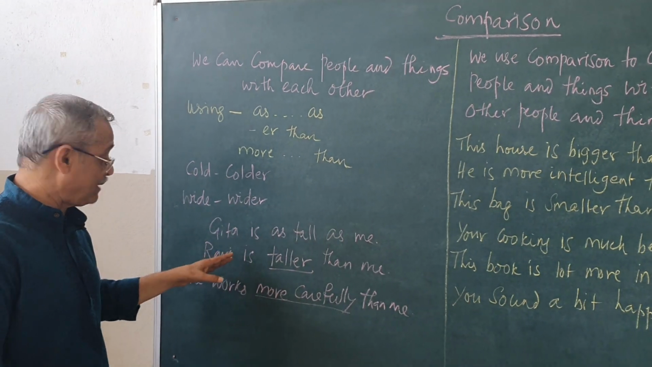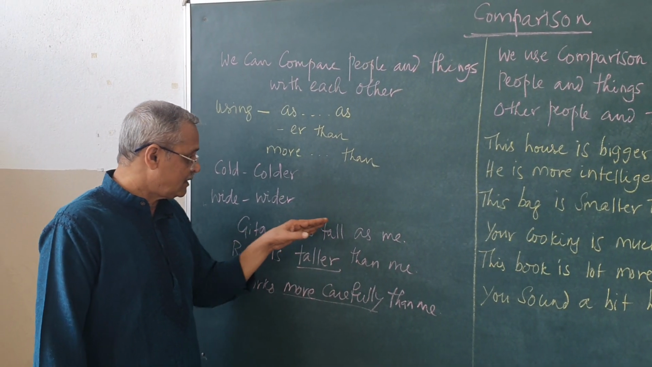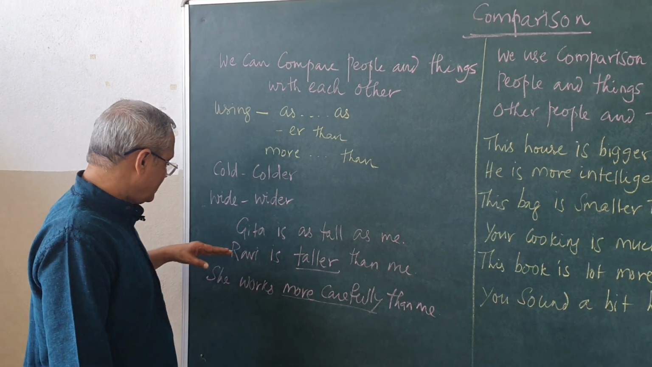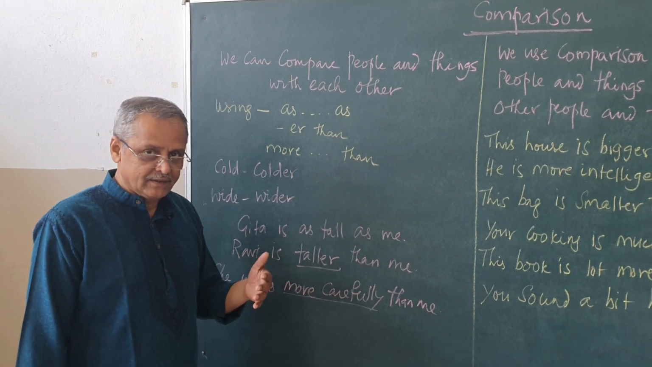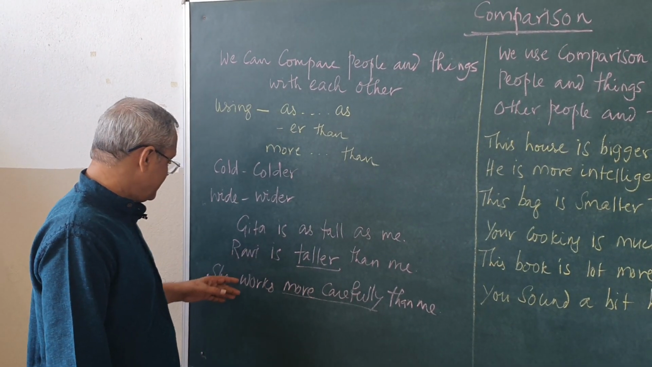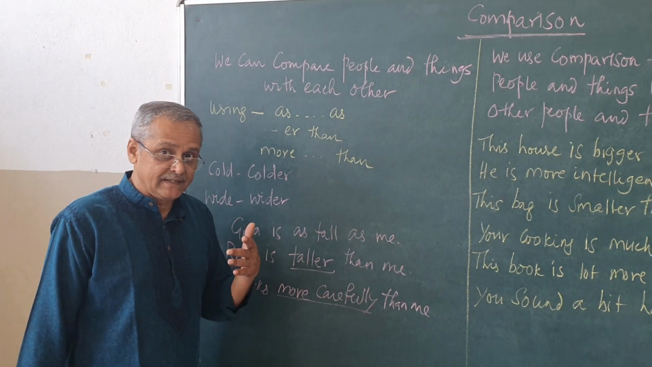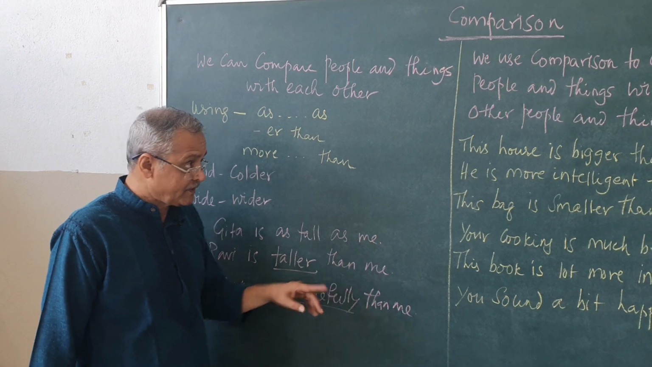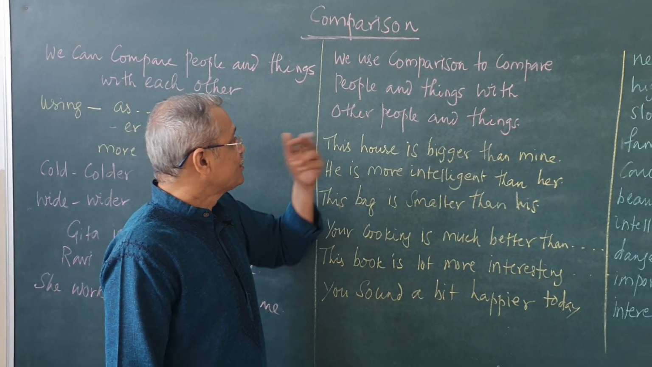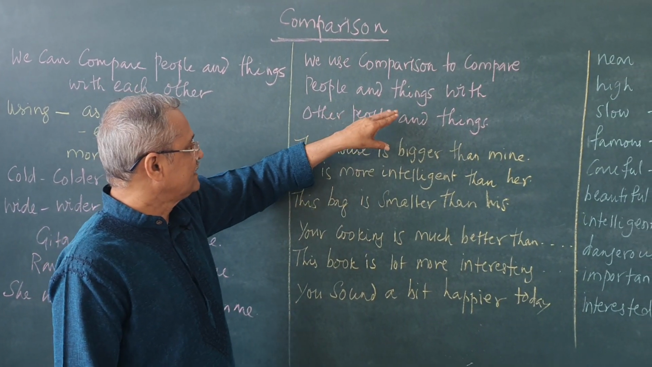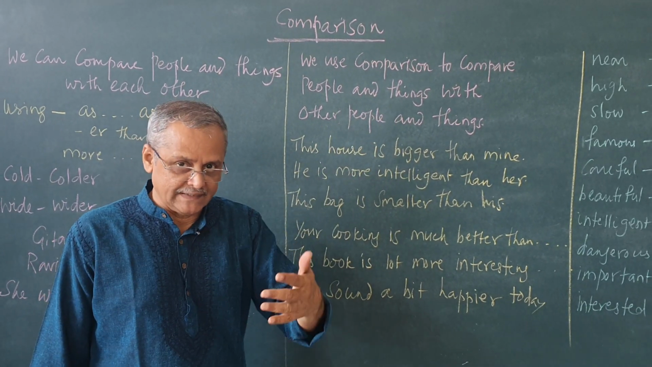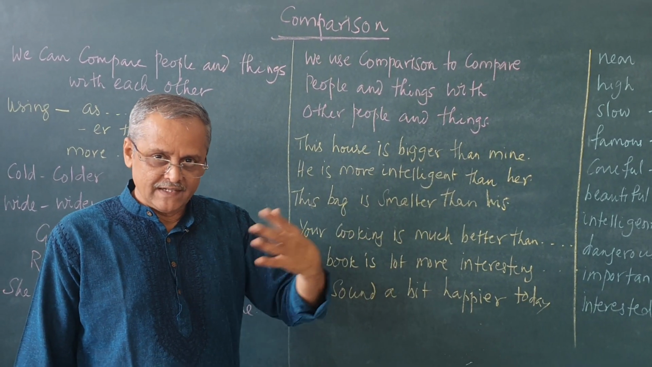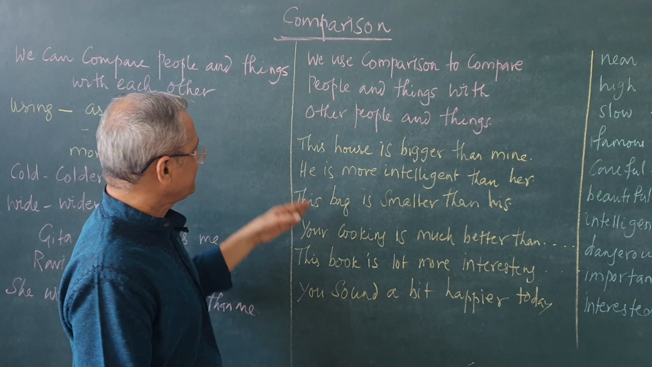You see here the example, Geeta is as tall as me, Ravi is taller than me, he is taller than him, she works more carefully than me. See here, all the three I have given you examples here. Next, we use comparison to compare people and things with other people and things. Normally, comparison happens in life. So, here you see the example.